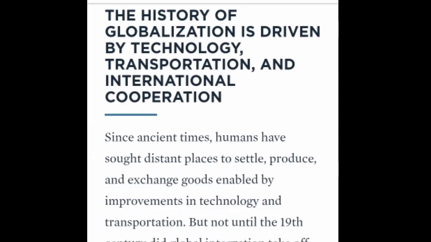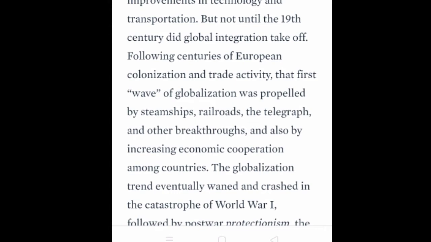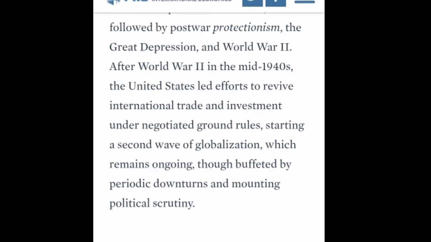The history of globalization is driven by technology, transportation, and international cooperation. Since ancient times, humans have sought distant places to settle, produce, and exchange goods, enabled by improvements in technology and transportation. But not until the 19th century did global integration take off, following centuries of European colonization and trade activity. That first wave of globalization was propelled by steamships, railroads, the telegraph, and other breakthroughs, and also by increasing economic cooperation among countries. The globalization trend eventually waned and crashed in the catastrophe of World War I, followed by post-war protectionism, the Great Depression, and World War II.